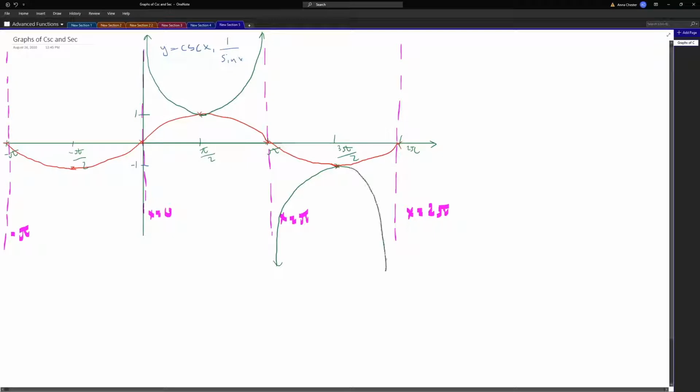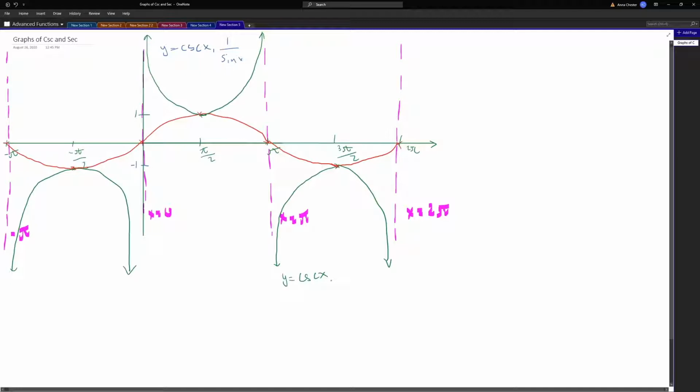So let's draw the shapes. This is what our second branch would look like. So for here, we should also have a negative branch. This shape over here is actually our graph of y is equals to cosecant of x. As you can see, it's extremely simple.